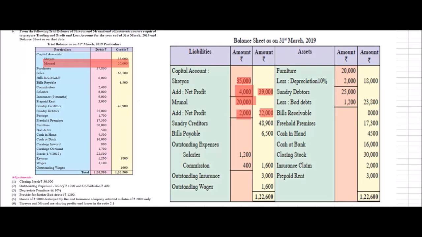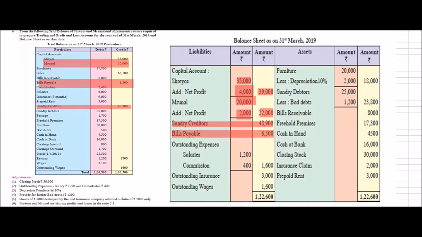Next, sundry creditors. The sundry creditors amount is 48,900 rupees, which we directly entered. And the bills payable amount is 6,500 rupees.